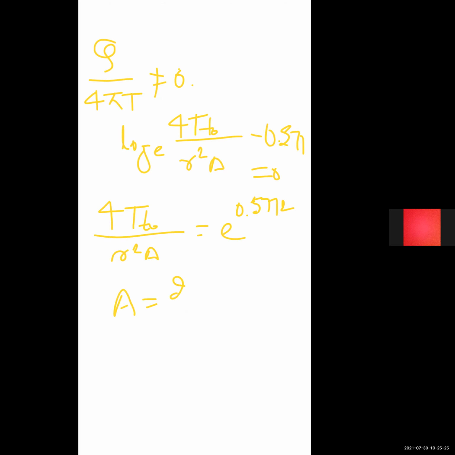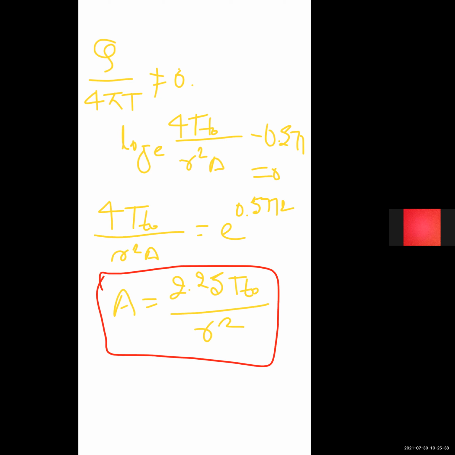That value a equals 2.25 T t naught divided by r squared. So the coefficient of storage a is calculated by this equation. With the help of these values of T and a and the drawdown, we can solve different types of questions on the basis of Theis's non-equilibrium equation.